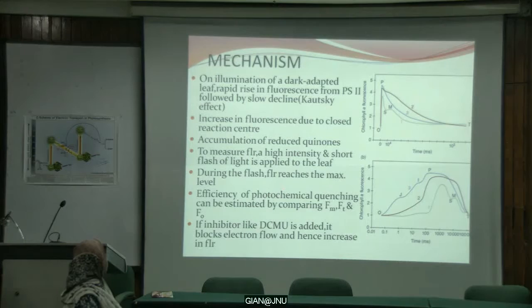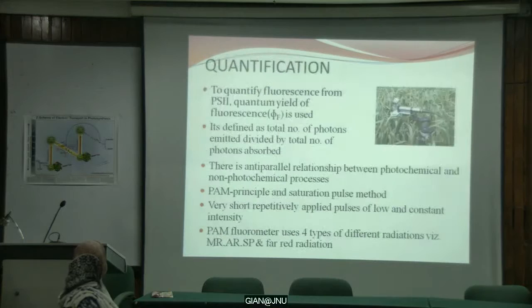In the experiment, when dichlorophenyl dimethylurea was added, it blocked the electron flow and there was an increase in fluorescence. Now, how to quantify fluorescence? It was quantified by the term quantum yield of fluorescence, which is the total number of photons emitted divided by the total number of photons absorbed. There is an anti-parallel relationship between the photochemical process and the non-photochemical one.